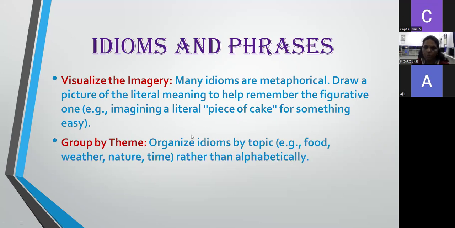The next way is to group by theme. Organize the idioms by topic, like food, weather, nature, time, rather than alphabetically. So instead of going in alphabetical order, you can group them according to the topic. For example, food. The above idiom you have seen, piece of cake. Similarly, another one is apple pie order. These are idioms which make use of food items. Another one, apple of the eye. So these idioms you can group together and learn how to use them.